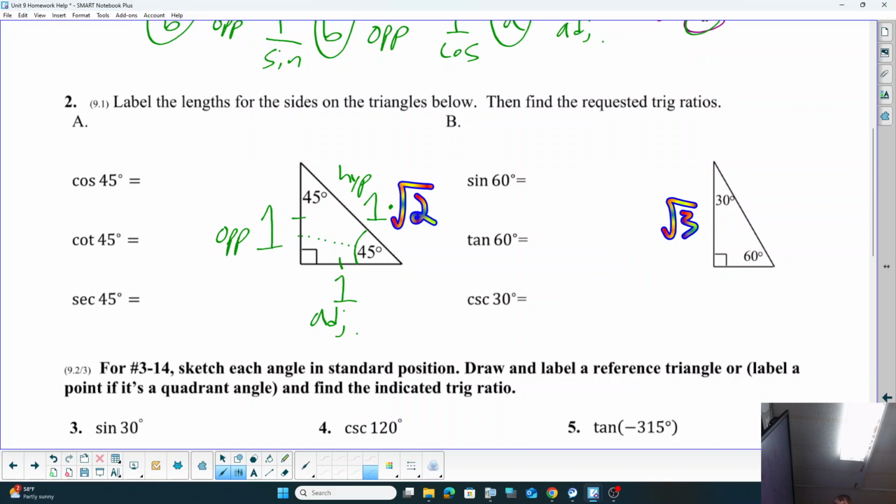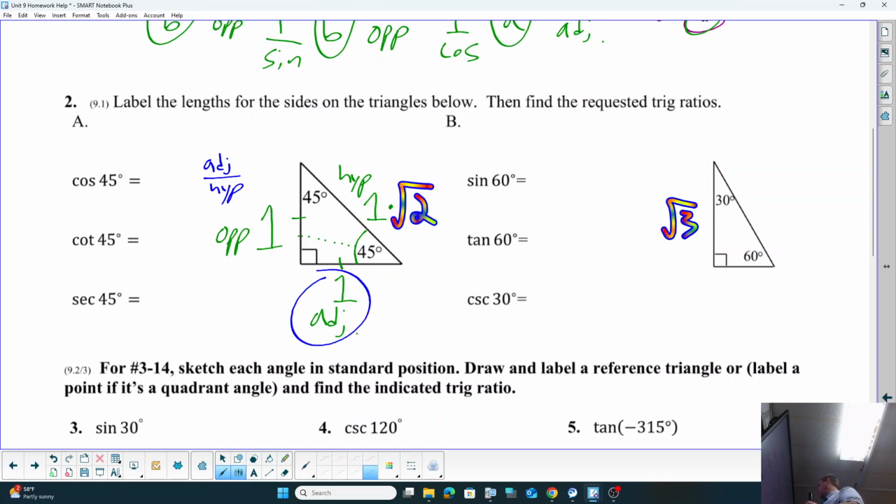Cool. Okay, so then cosine of 45. What is cosine of 45 degrees? Well, cosine is adjacent over hypotenuse, and depending on if it's negative or positive... Let's see, label the lengths for the sides of the triangles below, then find the requested trig ratio. So we're not necessarily on an x-axis or y-axis. We're not doing negatives yet. We will down below. Okay, so this will just be adjacent over hypotenuse.